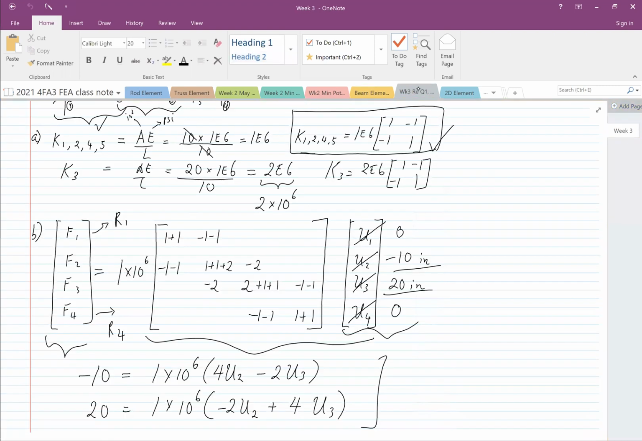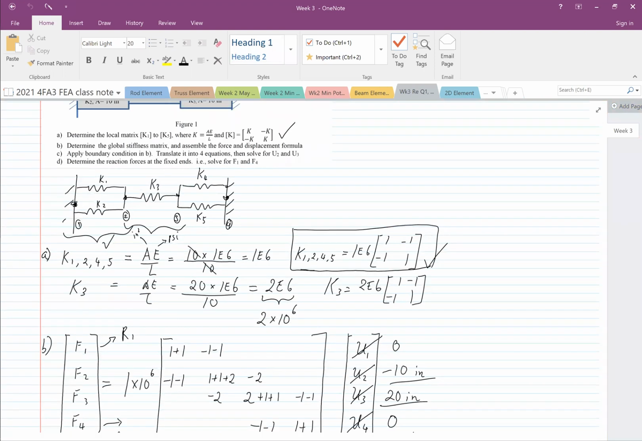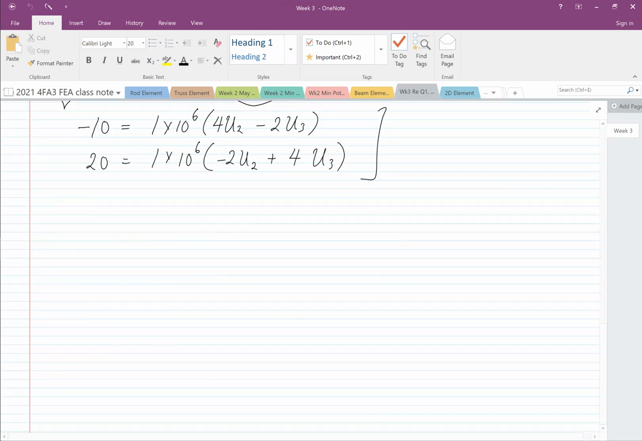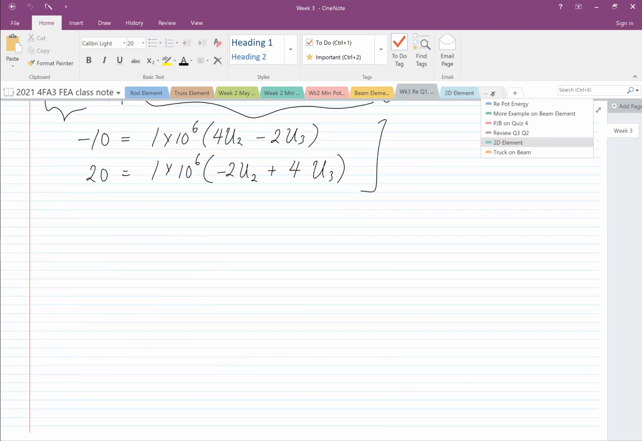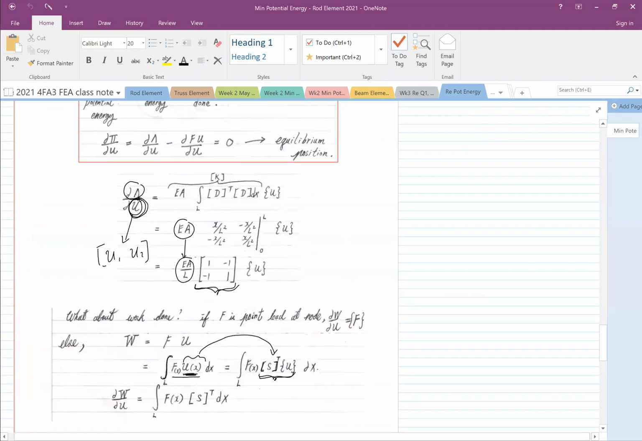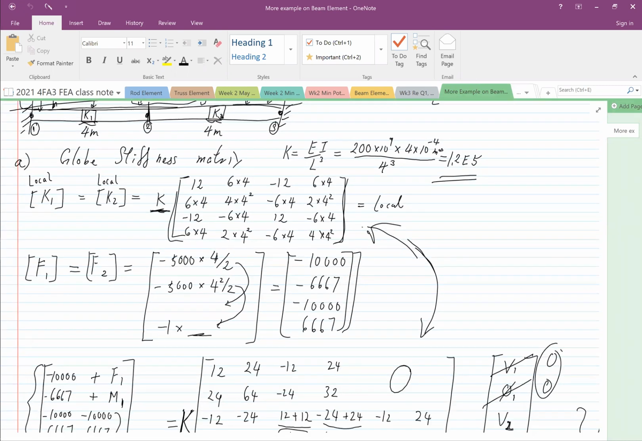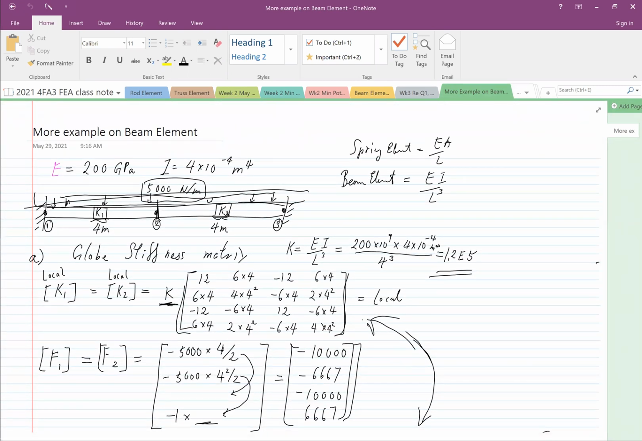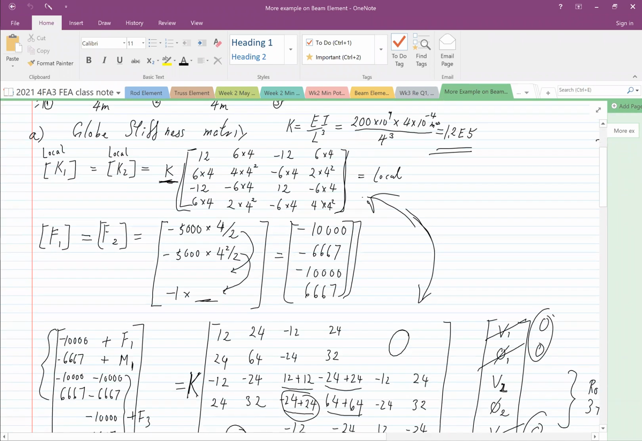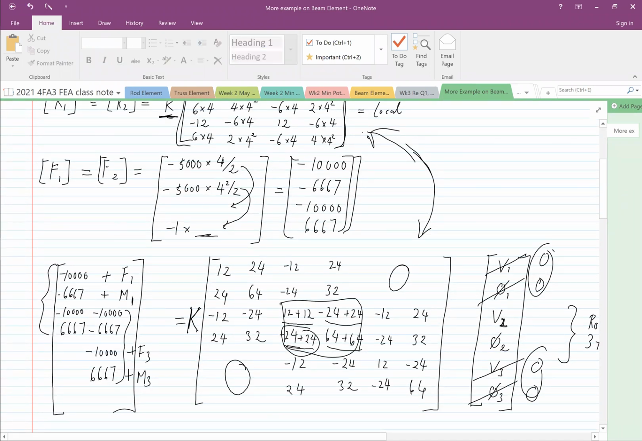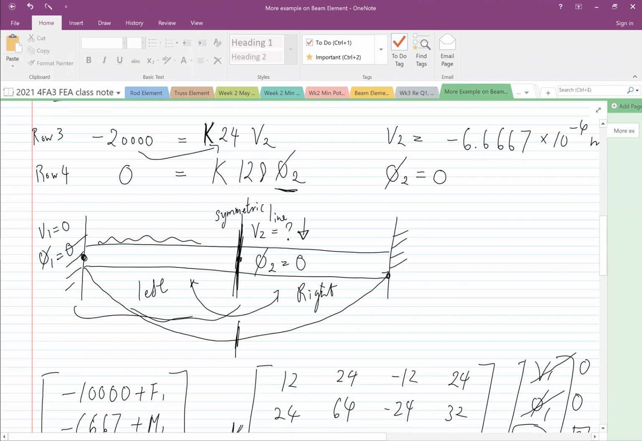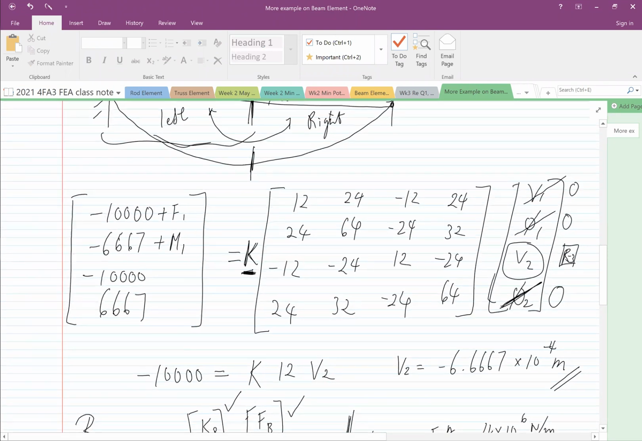Okay, the next tab is nothing fancy. We just reviewed quiz 1. You should be very good at that now. There's a few more notes. You had that more example on beam elements. Okay, we merge 2 beams together. That's what we sum up. Again, truss on beam problem, we'll go through that.